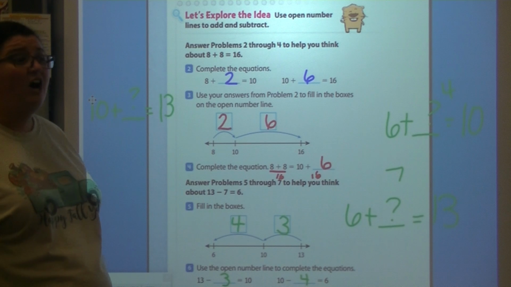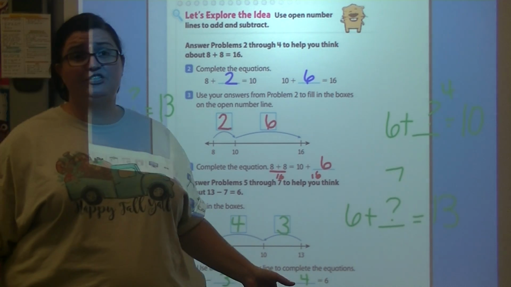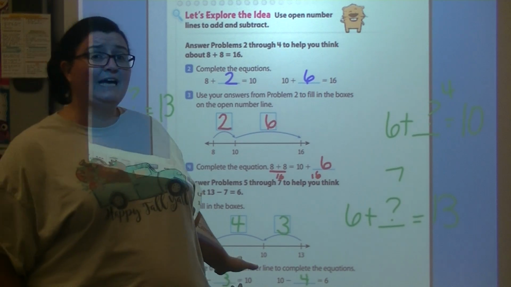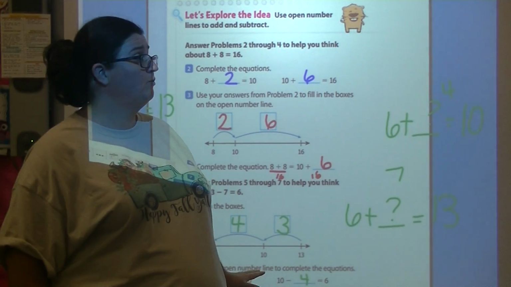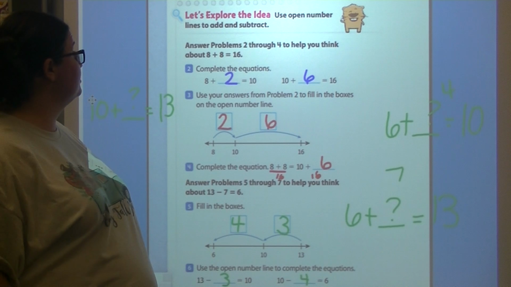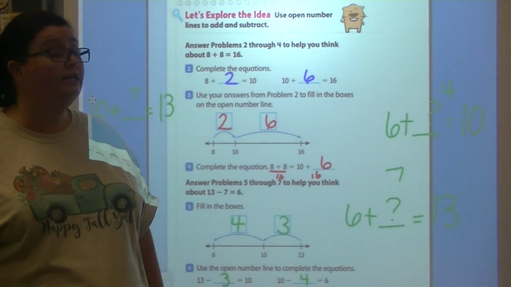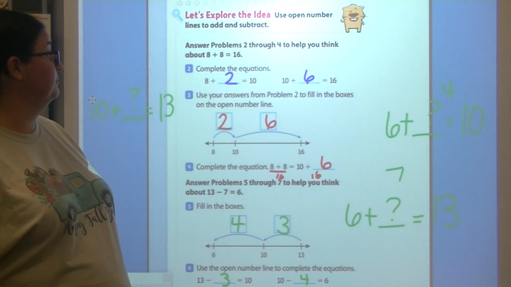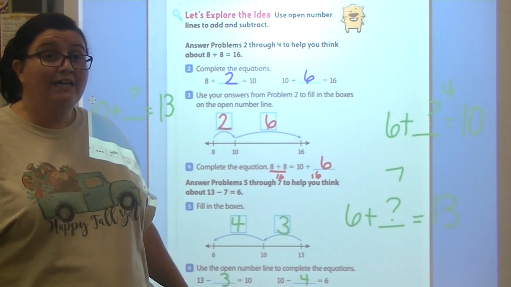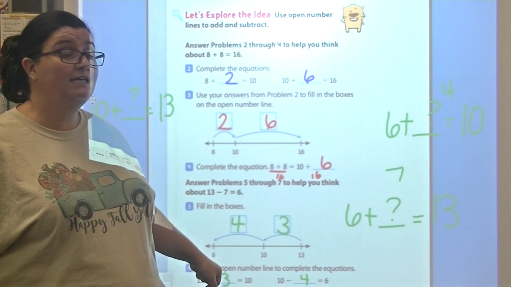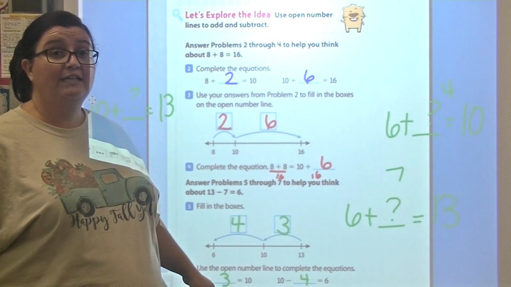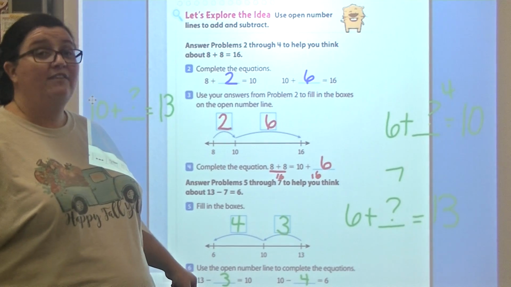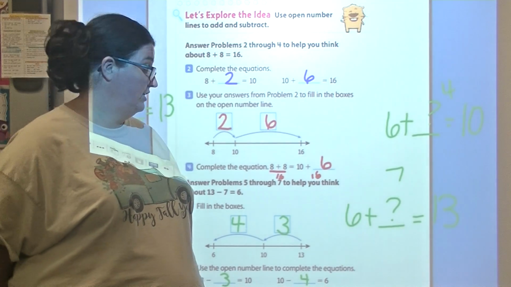Now keep in mind, all of these are different strategies to use. If these are more confusing than counting on and counting back, you're not required to use them. But I do want to show you all these options so that if they are easier for you, you can use them. I'm going to provide you some practice in the lesson for you to practice as well. So do your practice with it today and then turn it in. If you have any questions, let me know.